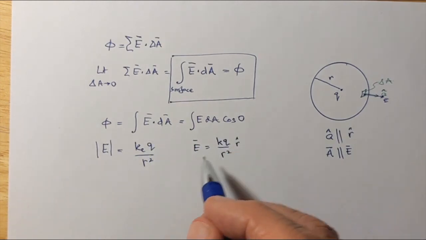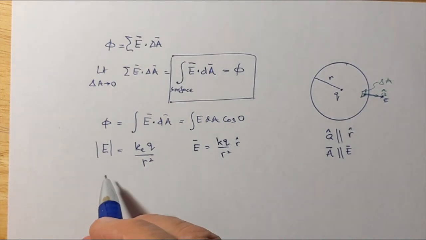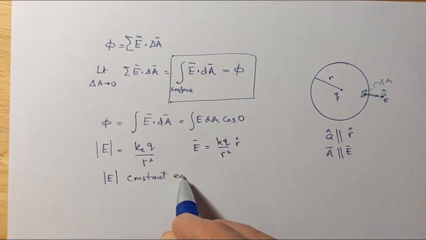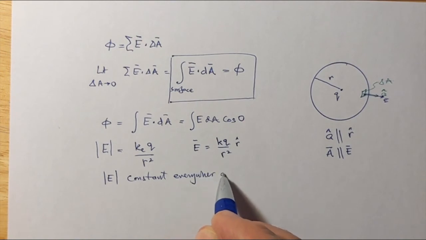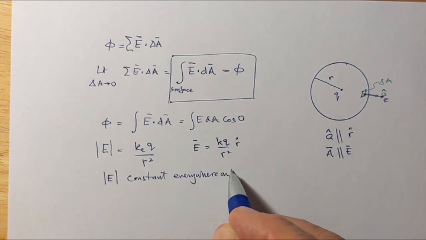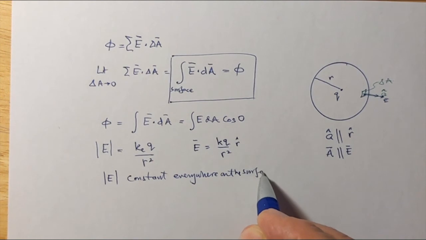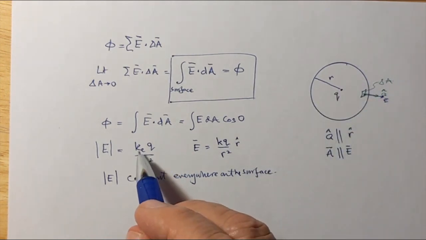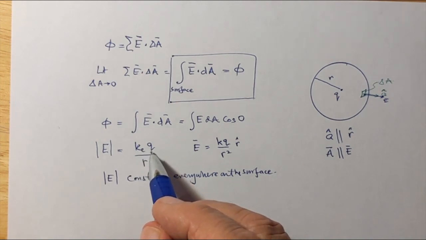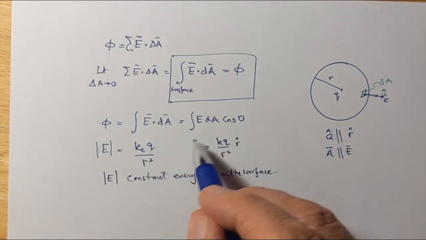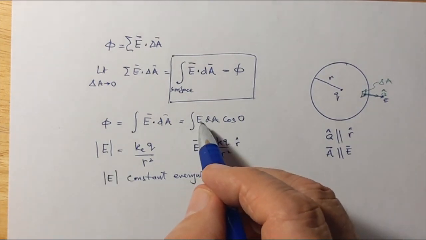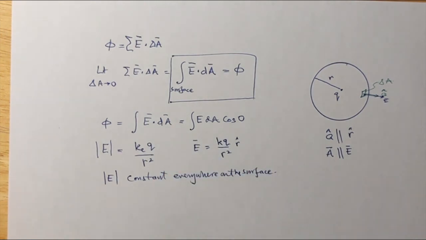So now we know that E is constant everywhere on that surface. It's the same everywhere because R is the same everywhere. K is constant and Q is just one charge. The vector is not constant everywhere because the direction is changing, but the magnitude is constant. And now we have the magnitude because we've accounted for the angle.